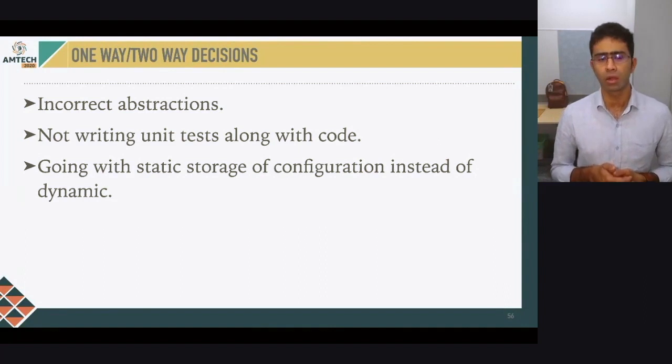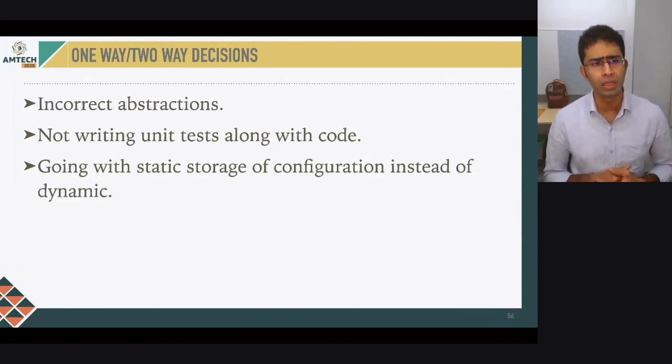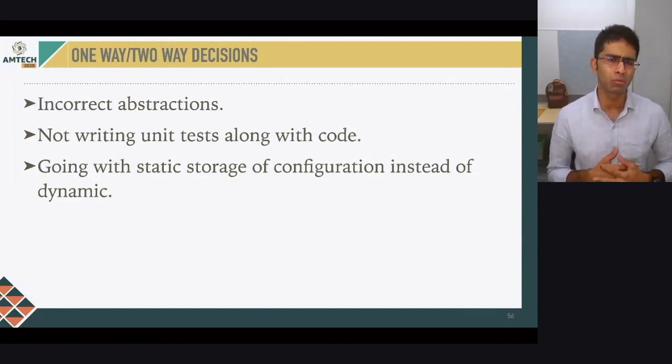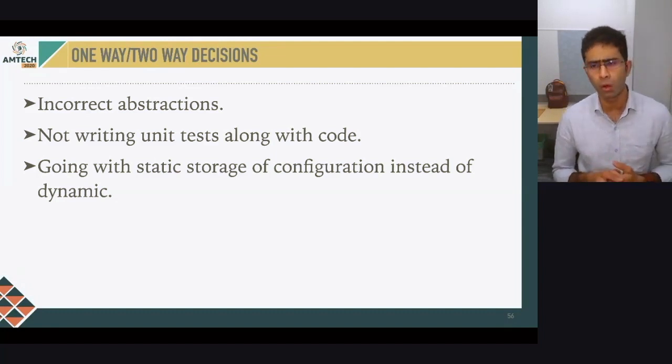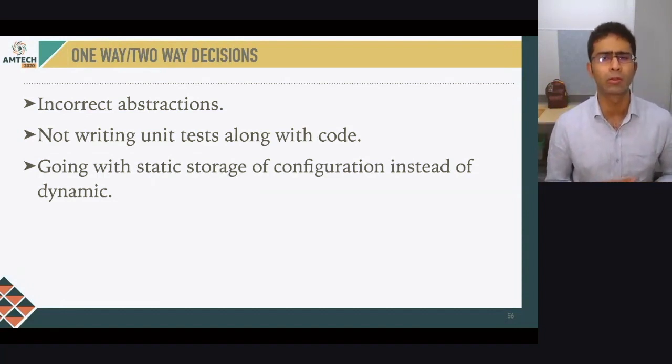Not writing unit tests along with code. This one is a debatable one. I know a lot of people, and I would say this is a gray area between a one-way and two-way, but I would actually put it as one-way because you can write good tests along when you write the code. Ideally, you should write the test first and the code later. You should follow TDD. But if you go and write code without tests and try to write tests later, that doesn't work because it's very hard to write good tests, and sometimes you won't go back to doing it.